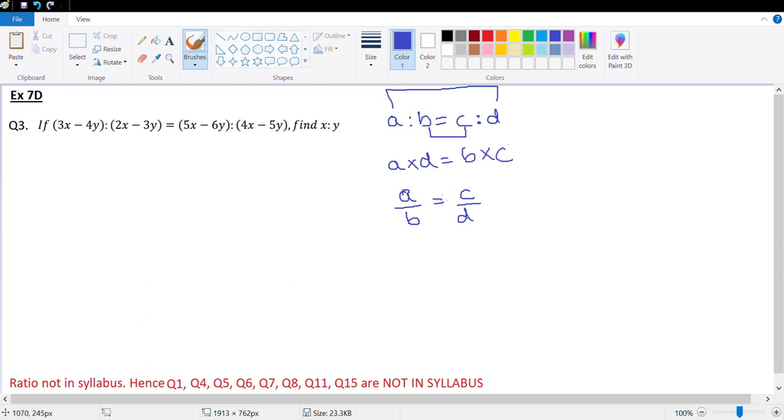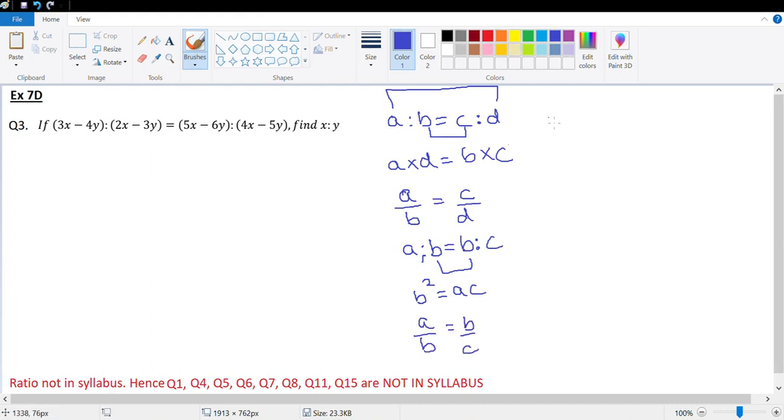Next, we talked about continuous proportion, which is three non-zero terms are said to be in continued proportion if A is to B is equal to B is to C. In this case, B is the mean proportional. This would be written as B square is equal to AC. And in the fraction form, we'll write A upon B is equal to B upon C.